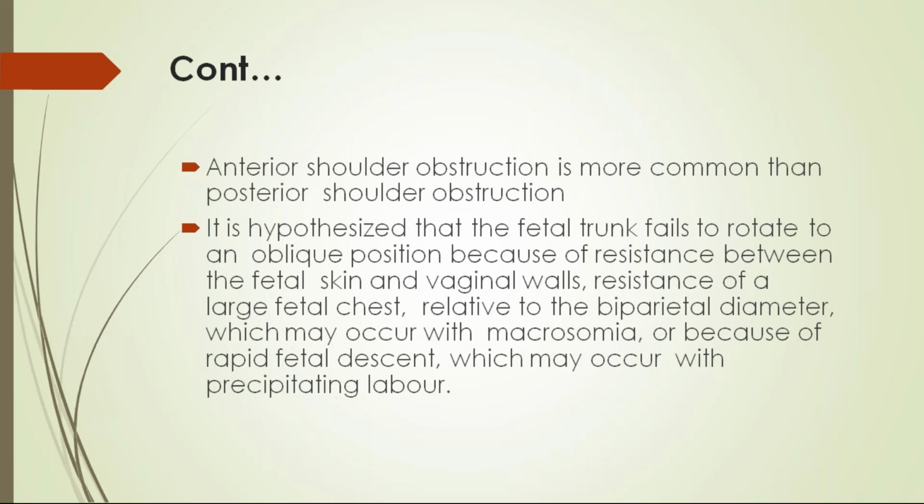This is due to failed rotation of the fetal shoulders to the oblique position due to high resistance between fetal skin and vaginal walls. And in case of precipitous labor, the head will be delivered all of a sudden, and there is no time for engagement of the shoulders, which will land up in shoulder dystocia.